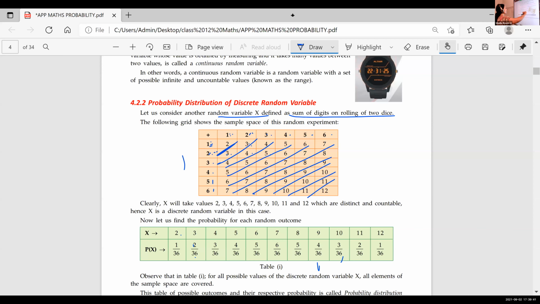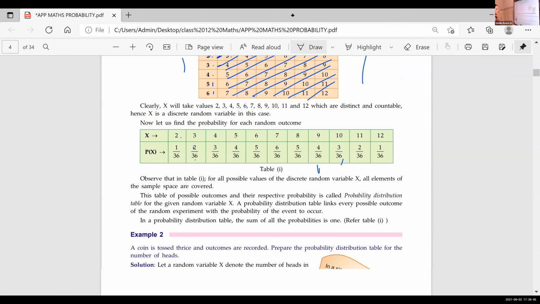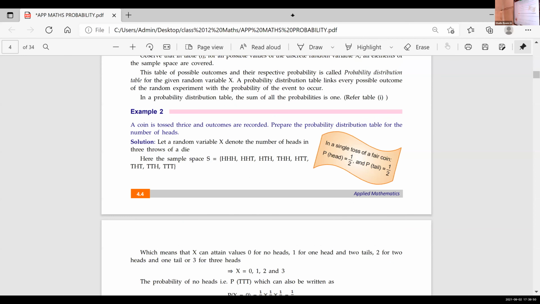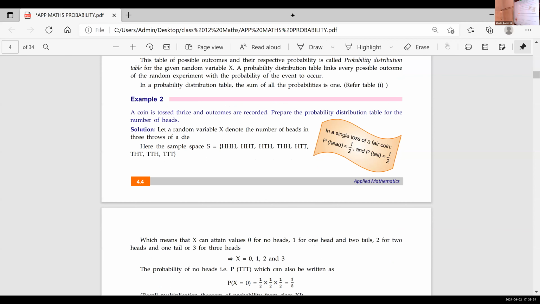Now look at the next one. This part I gave as homework yesterday. How many of you tried it? A similar example is given here. A coin is tossed thrice and the outcomes are recorded. Find the probability distribution of the number of heads. Yesterday we did this in a different way. Okay, when 3 coins are tossed, what are the outcomes? It will be 0, 1, 2, 3.